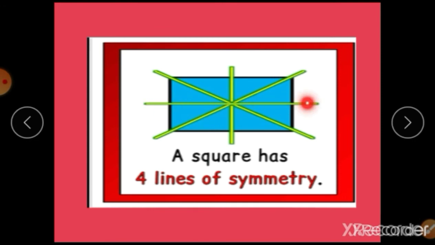And then the second line of symmetry divides the square into 4 equal parts. And then the third line, after that the fourth line. Therefore, 4 lines of symmetry divide the square into 8 equal parts of equal size. So, a square has 4 lines of symmetry.